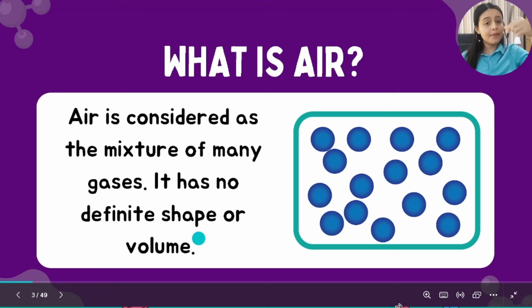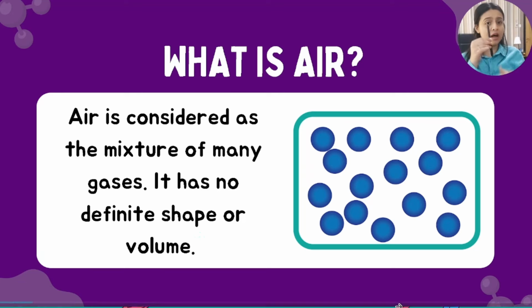Like this pen has a shape, it's cylindrical. This notebook also has a shape, which is square, right? But air does not have any shape, and does not have any volume either. It does not have any weight also. So this is the definition of air. Air is considered a mixture of gases. Mixture means many gases are involved to make the air.